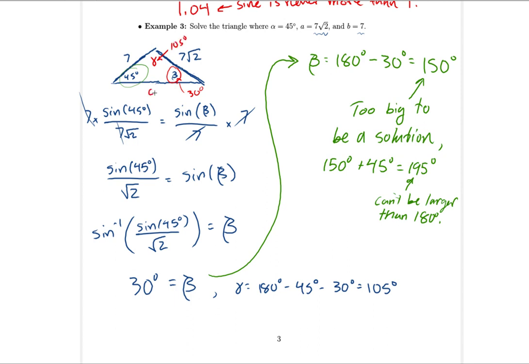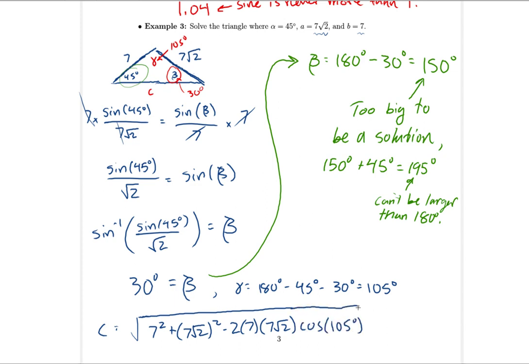And then how about my C? Well, my C, if I use the law of cosines, will be the square root of 7 squared plus 7 roots of 2 squared minus 2 times 7 roots of 2 times the cosine of 105 degrees. And that gets me about 13.52. So 13.52 is our one and only triangle that solves these parameters here.